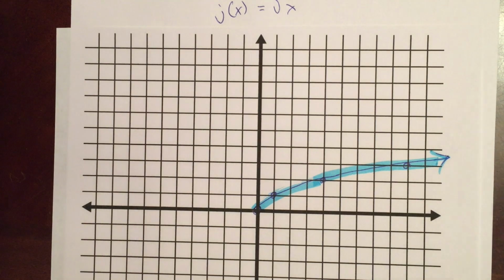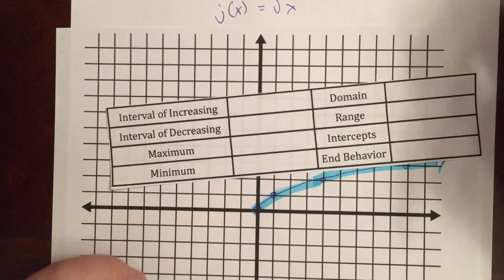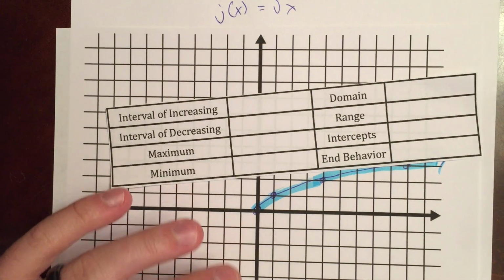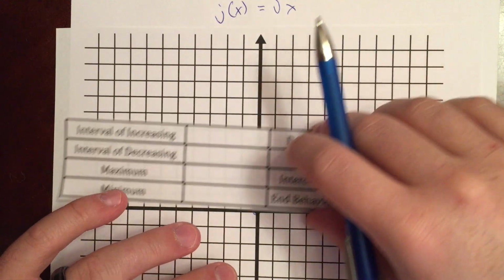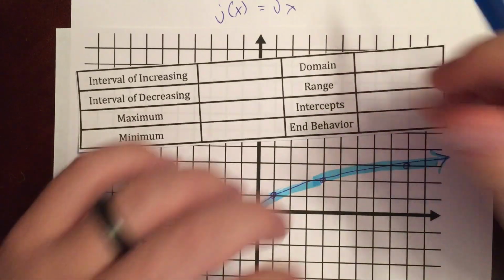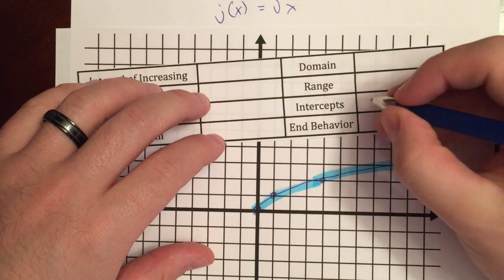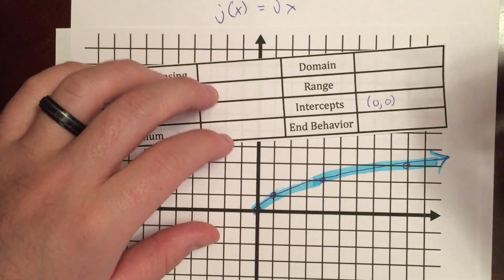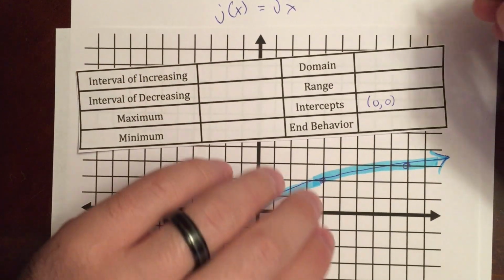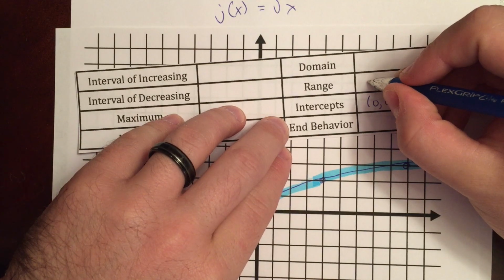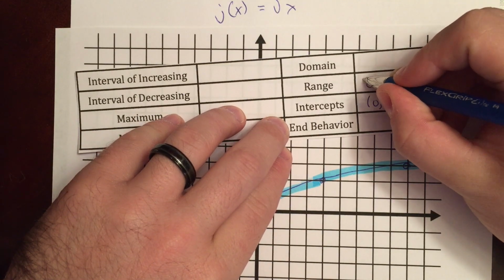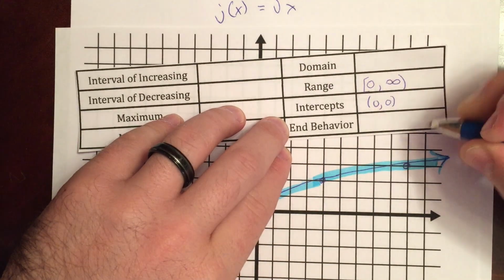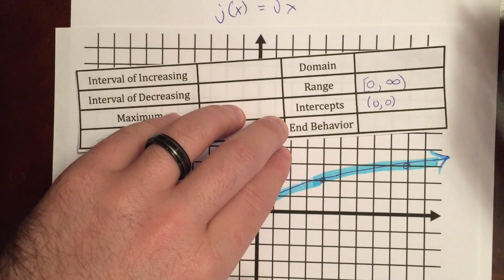Now, to analyze this particular function, we have to look at intervals of increasing, decreasing, max, min, domain, range, intercepts, and end behavior. The intercepts here happen to be the same. The x-intercept and the y-intercept are the same value, so it's (0, 0). The range is how high and how low the graph goes. So the graph goes from 0 to infinity because it keeps going up forever. Looking at this arrow, the values will keep increasing forever.